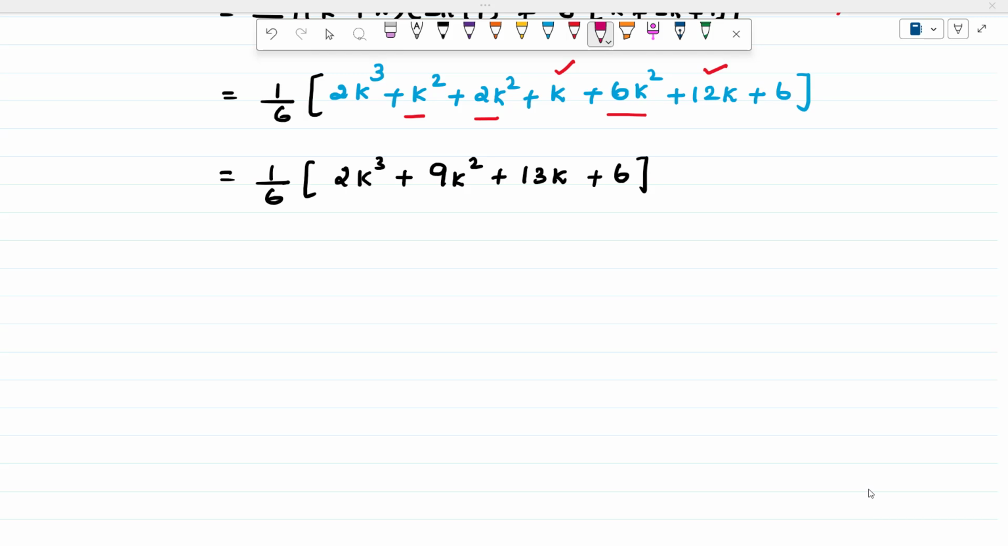So to find the roots by using synthetic division, we have to write the coefficients. The coefficient of k cube is 2. For k square the coefficient is 9. For k the coefficient is 13 and the constant term is 6. So just by using trial and error we have to find the roots.